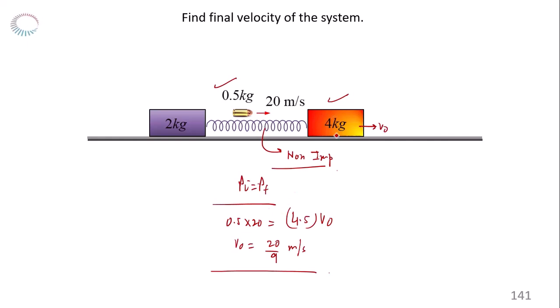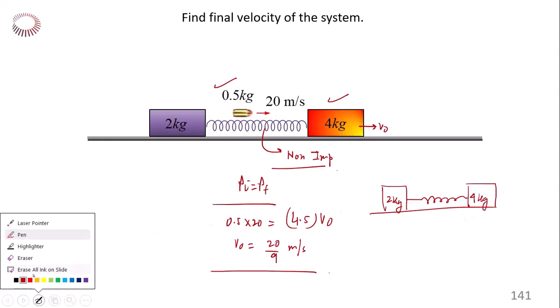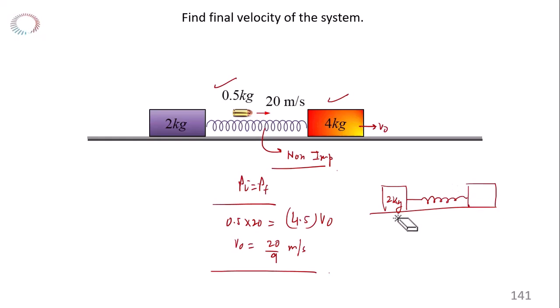Now in the same system, once the bullet has hit, we may be asked what is the final, maximum compression. Now what is there? So the 2 kg is initially at rest. Now the problem is like this. There is a two block system with the 2 kg and the 4 kg. Not 4 kg, it is 4.5 kg because the 0.5 is already inside that. So this 4.5 kg starts to move in this direction with v naught.